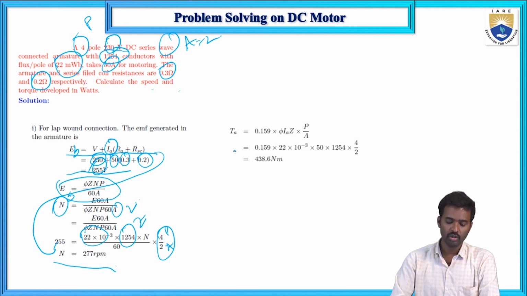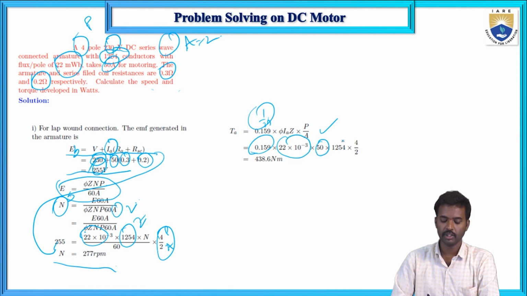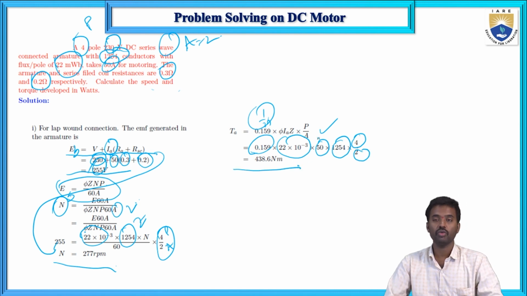And next, torque equals 1 by 2 pi, that value is 0.159, φ Ia Z into P by A. Now this value is 0.159, this is the flux, this is the armature current, the total number of conductors, and P, and this is A. That torque equals 438.6 Newton meter.